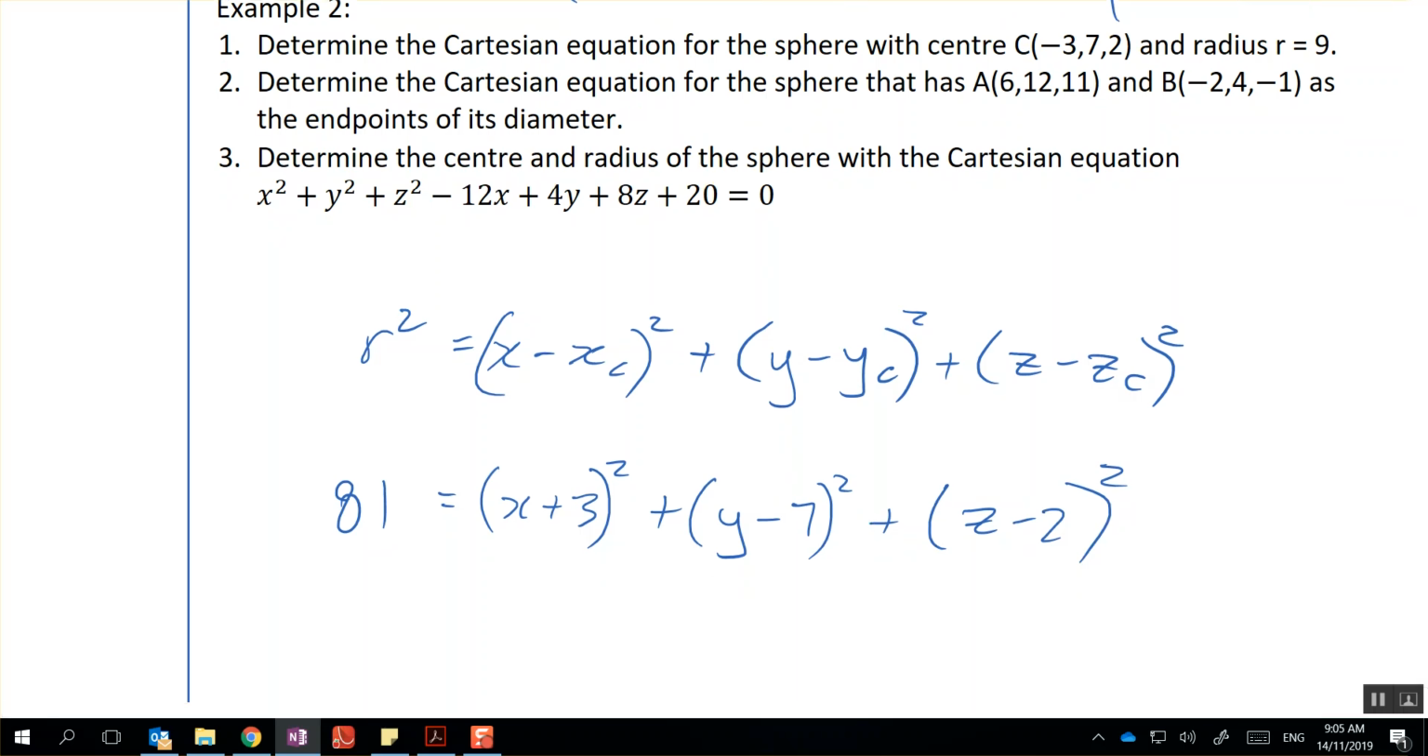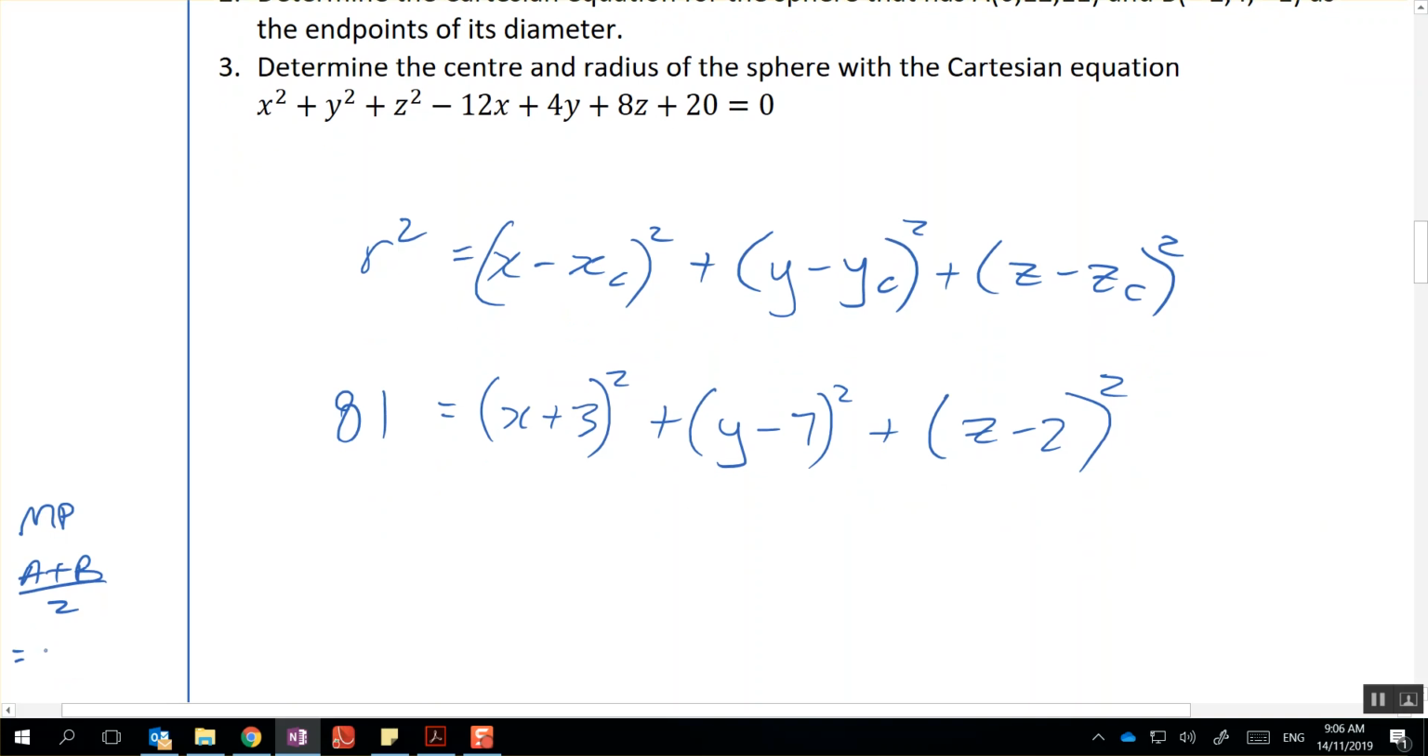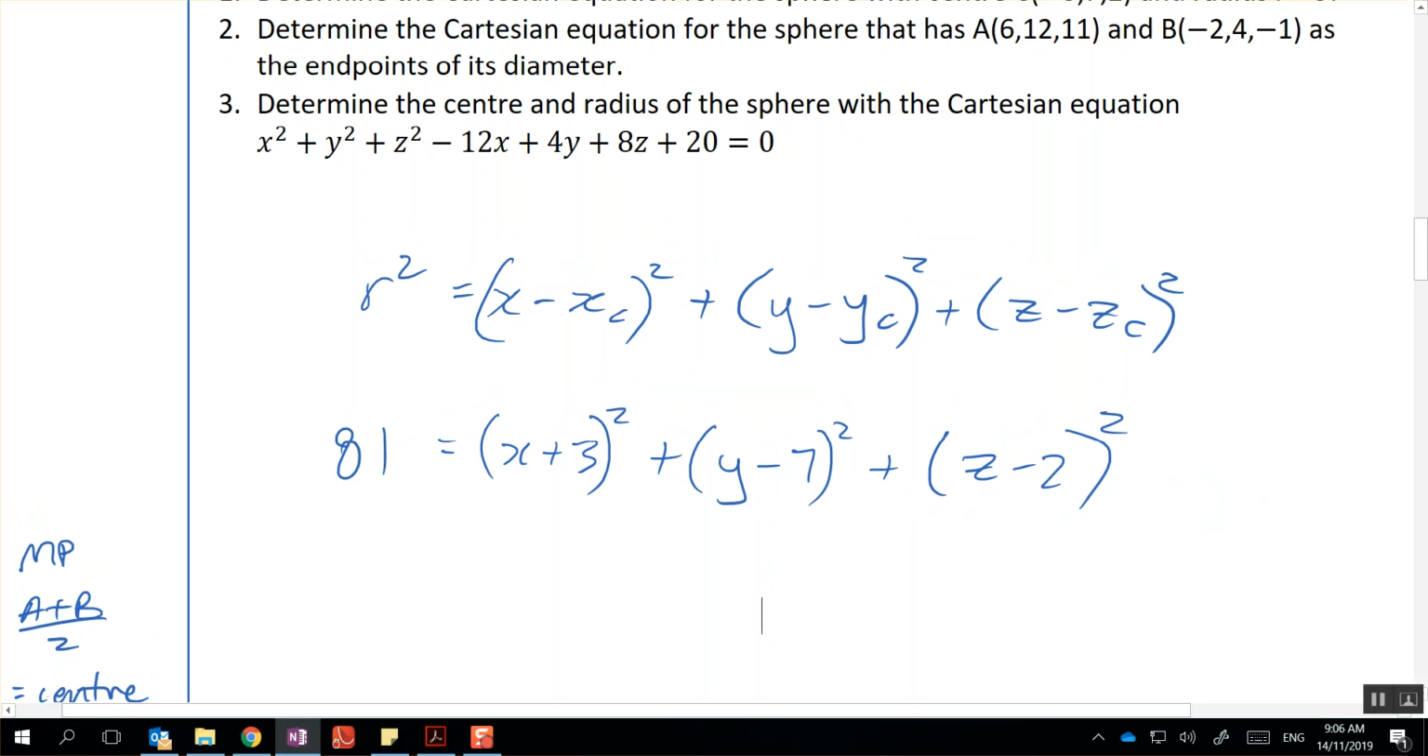Now it wants us to find the equation of a sphere that has those 2 points as the endpoints of its diameter. Find the midpoint because that tells us the center, and it also tells us the radius, divided by 2, which is also the center. So let's find the midpoint of A and B.